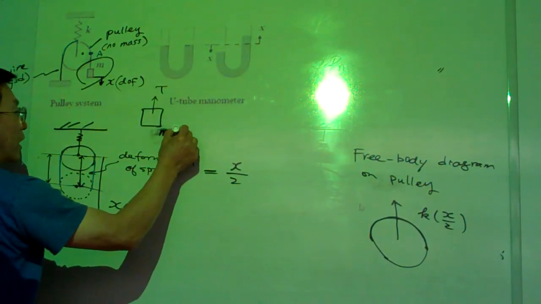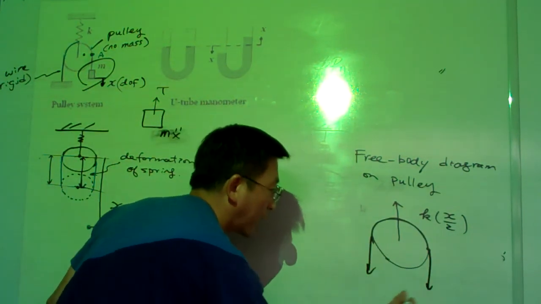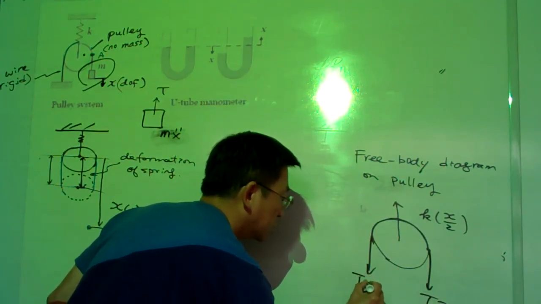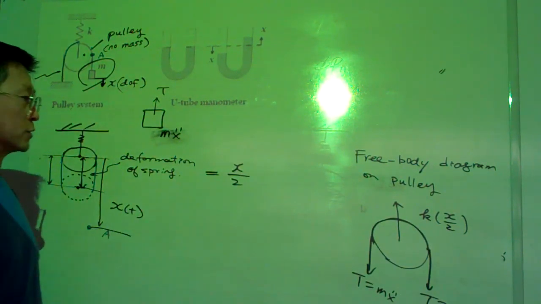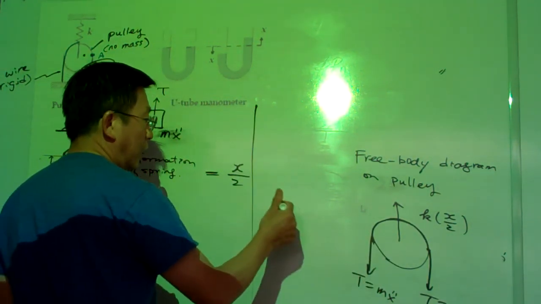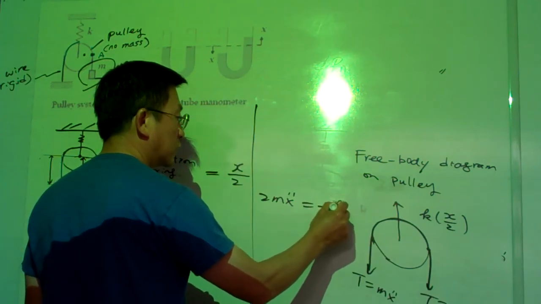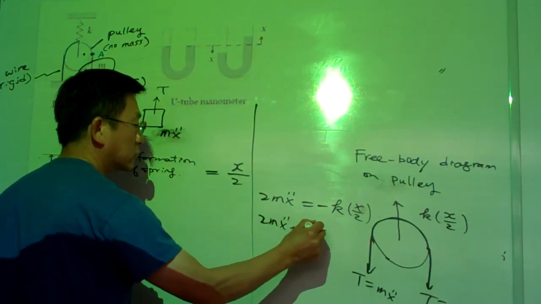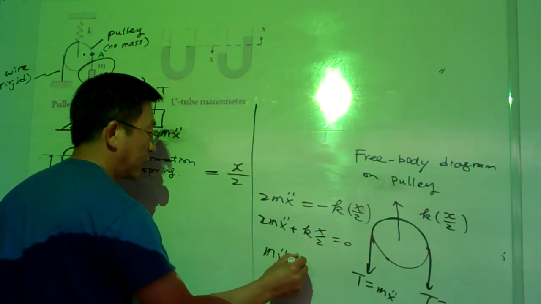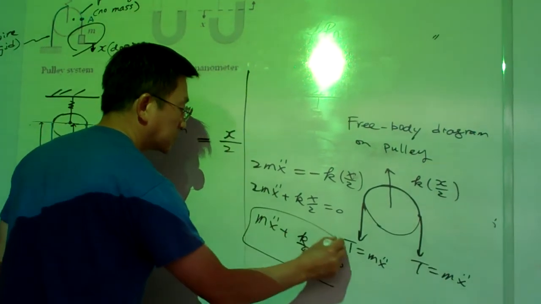And this mass has the m x double dot of the inertial force. So basically from here, this is the tension of the wire, this is the tension of the wire. T equal to m x double dot. Here T equal to m x double dot. Because the string is on this stretch, simply translating the force, and the force is due to inertial movement, so that's m x double dot. So from here you can see again, we have the total inertial force is 2m x double dot downward equal to the force k times x over 2 put upward. So that means 2m x double dot plus kx over 2 equal to 0. That means m x double dot plus k over 4 x equal to 0. So this is our equation of motion.